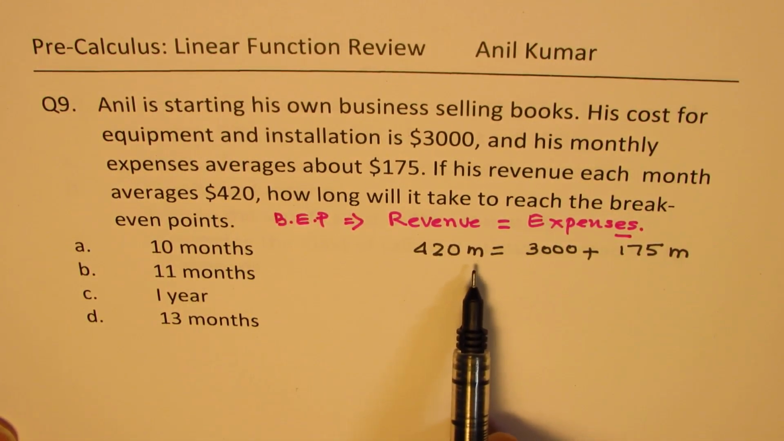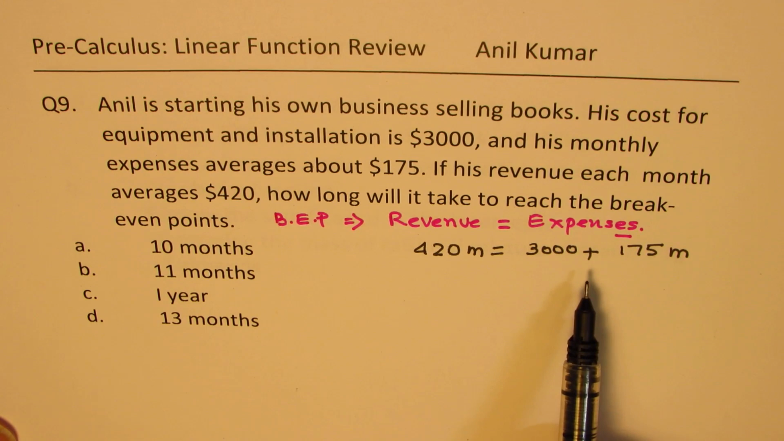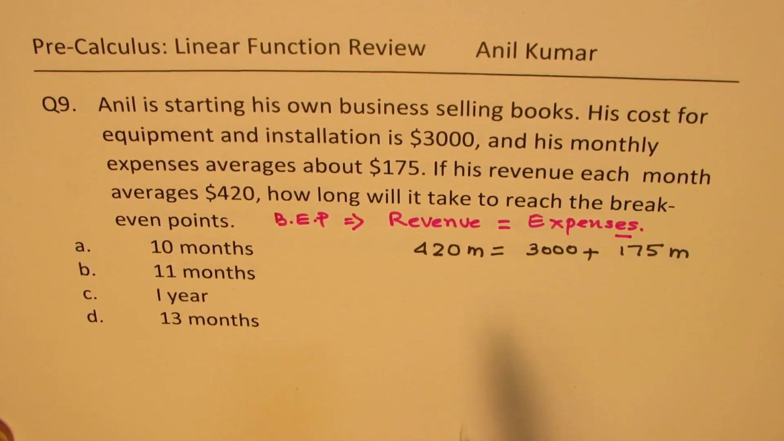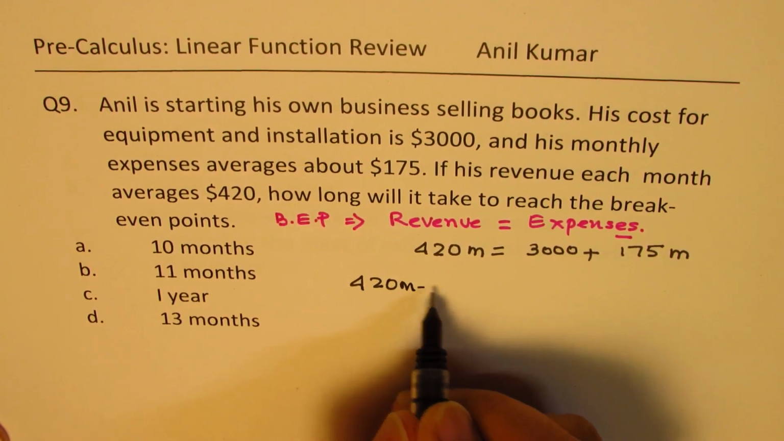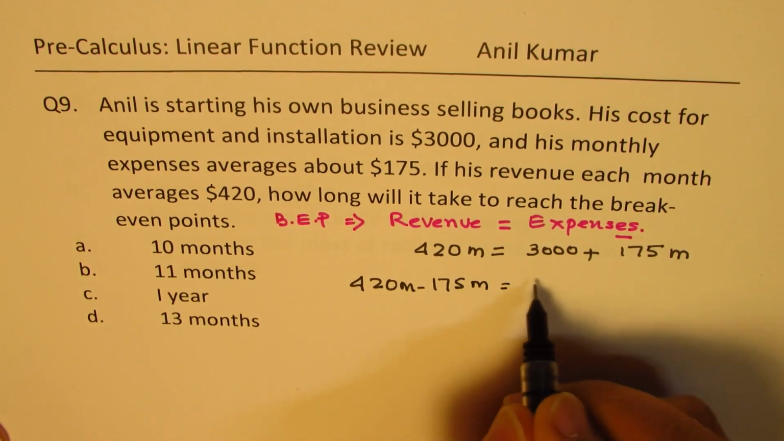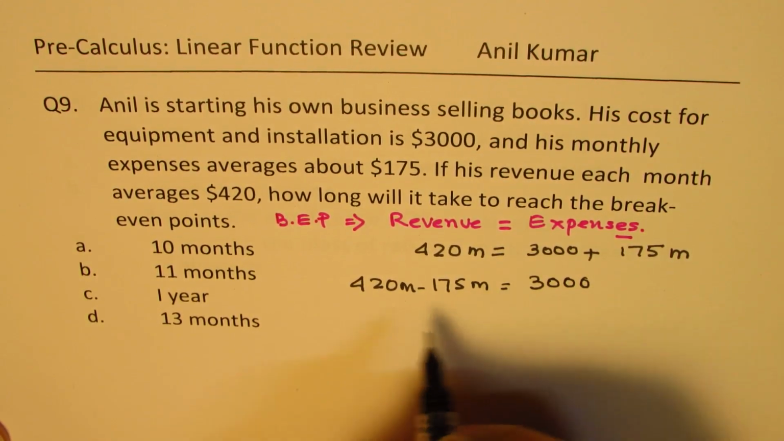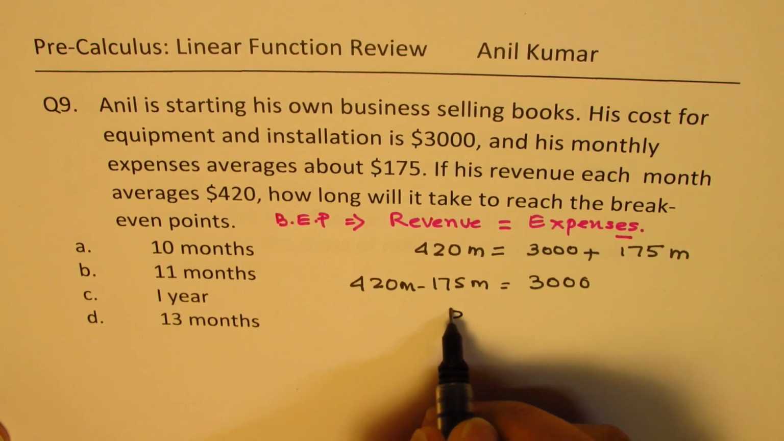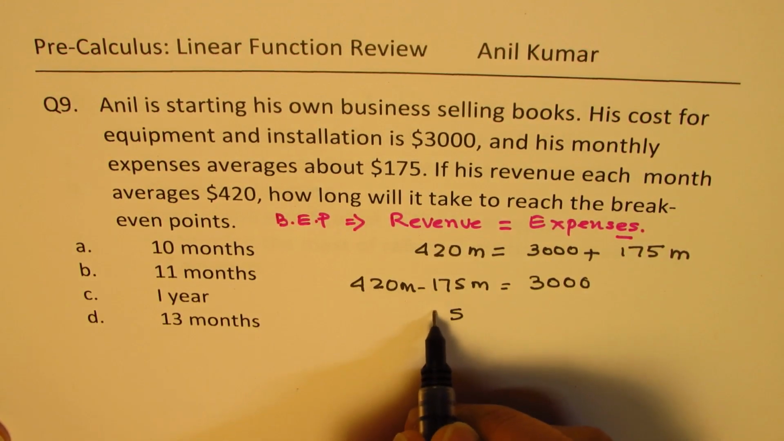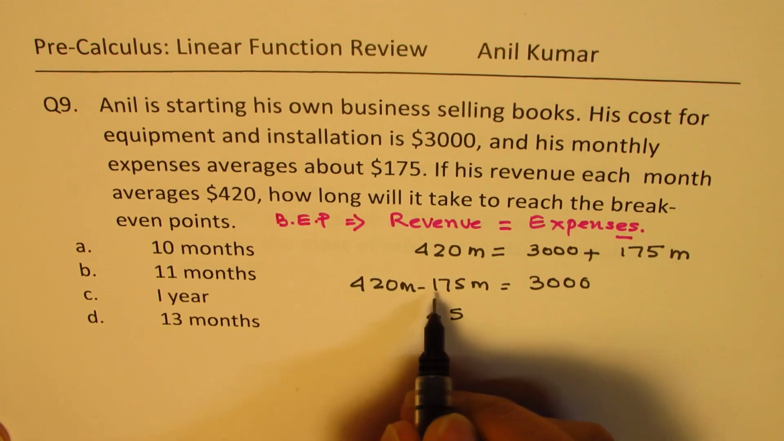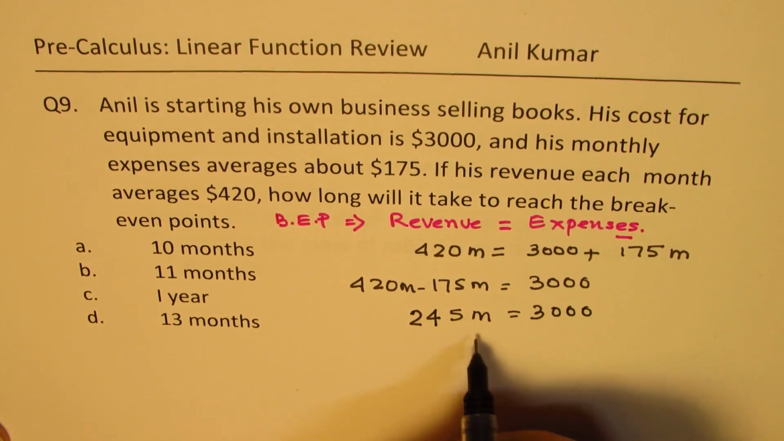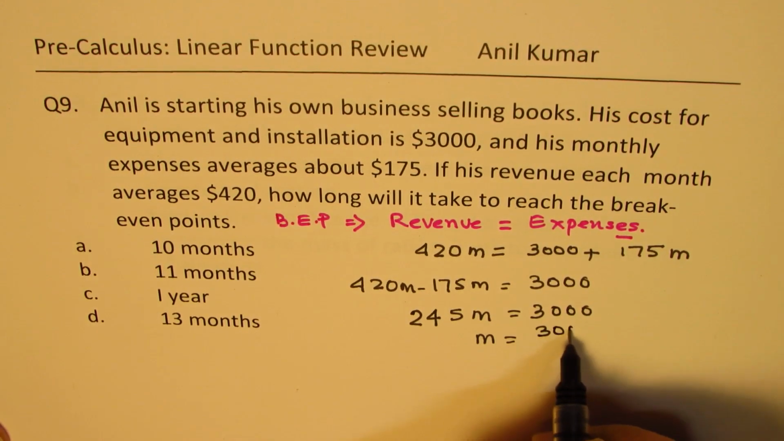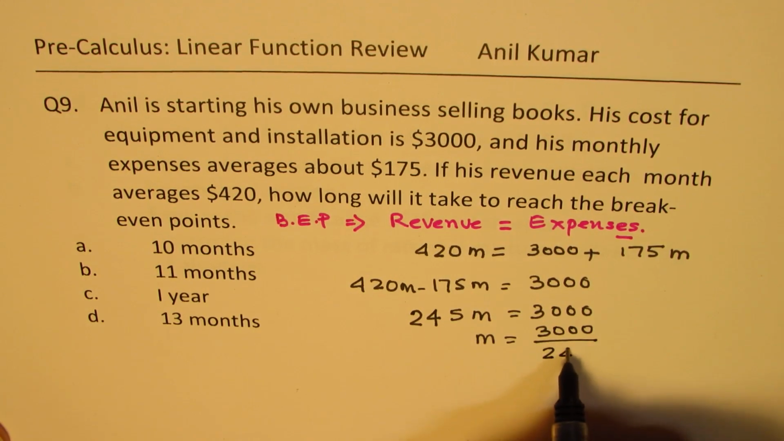That is how we are going to get our linear relation. Now here, the number of months is something which we need to figure out. So from this equation, we can get the solution. That's a linear equation in M. To solve this, let's take 175M to the left side. So we get 420M minus 175M equals 3000, right? So which is 5. From 11, it'll be 4, right? And from 3, it'll be 2. So when you take away, that's what you get. So M is 3000 divided by 245.